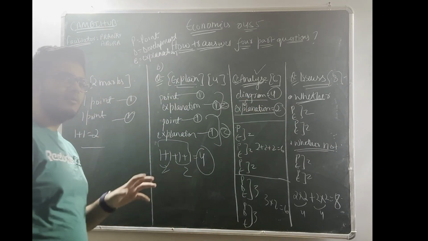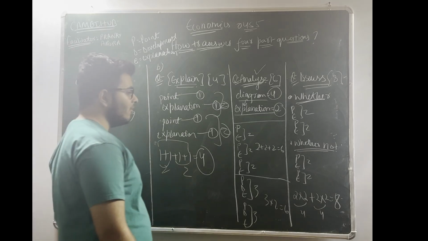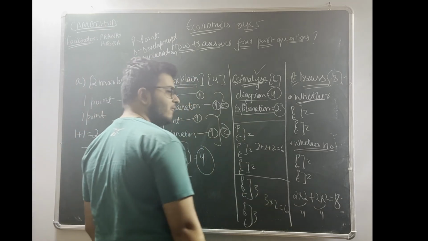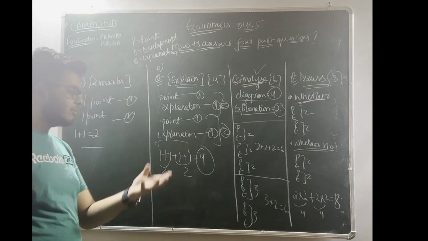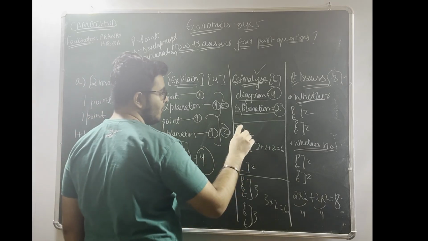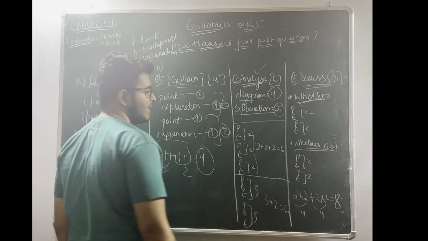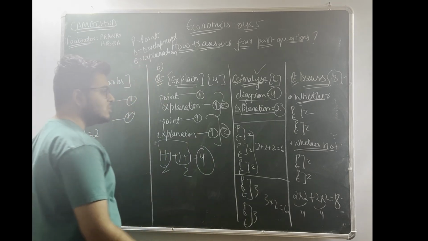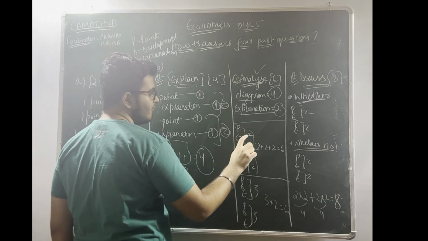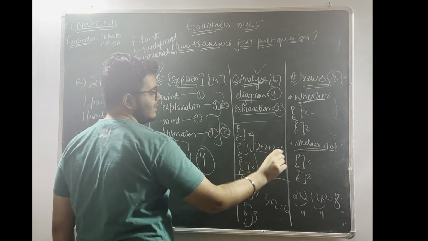However, if you get a normal 6-marker question, you can do 2 things. If you have 3 to 4 points in your mind that you can write, you can follow the sequence of point, explanation, point, explanation, point, explanation, where we have written 3 points. Each has a point and explanation, so each will give you 2 marks. So 2 into 3, 6 marks.